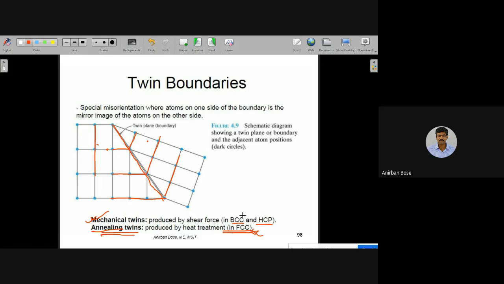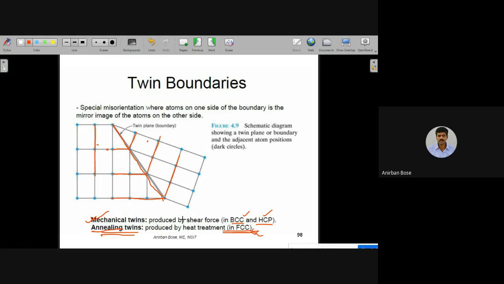But because of the smaller number of slip systems in BCC and HCP, the dislocation motion is not able to create the plastic deformation. So mechanical twinning is the mechanism by which the plastic deformation takes place in the case of BCC and HCP.